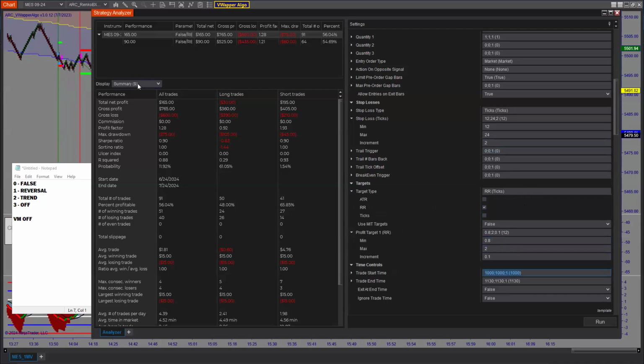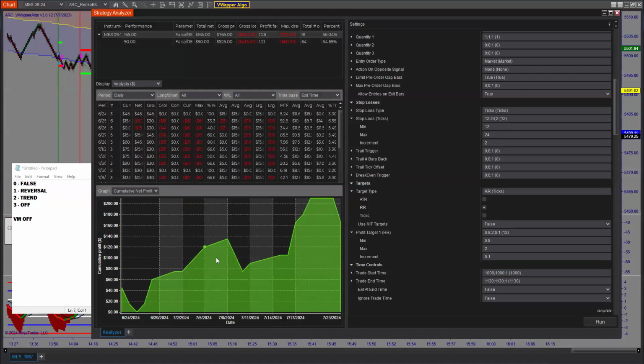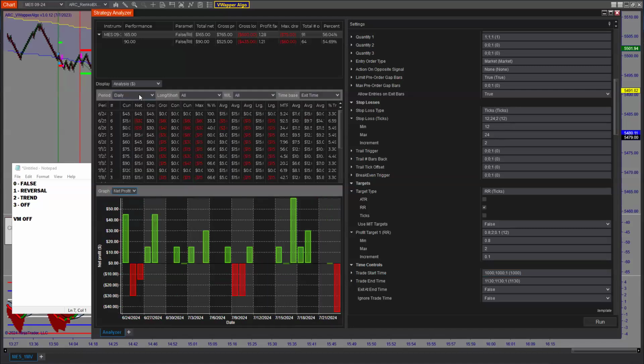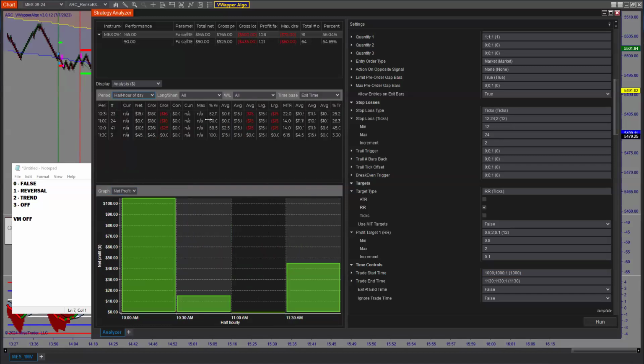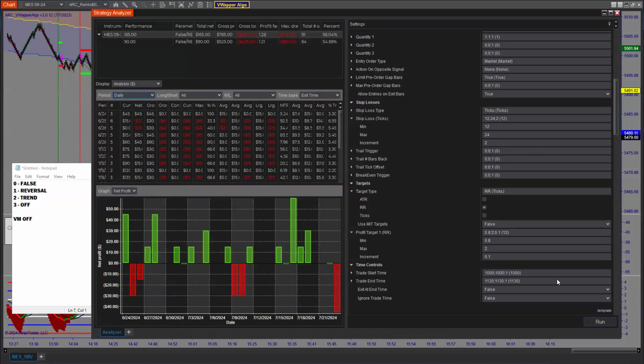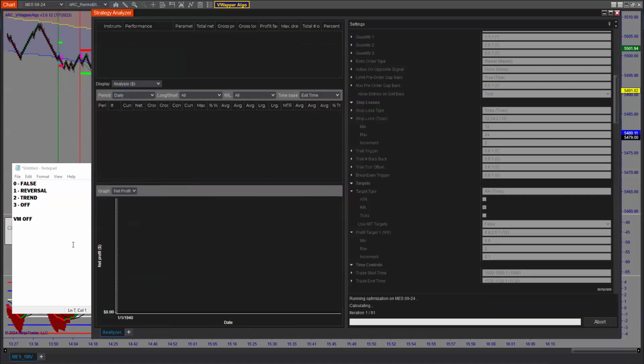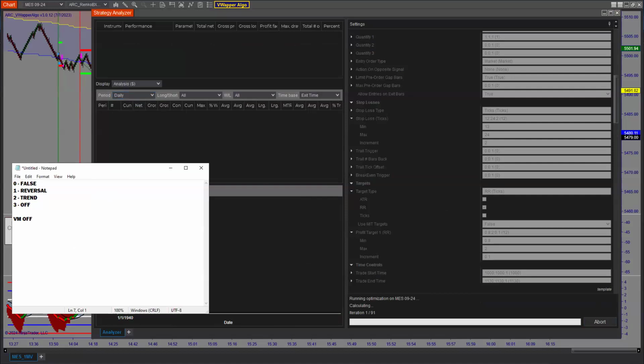Okay. Before I do that, I want to go look at what this looks like. Net profit. Okay. Cool. Let's go half hour a day. Yeah, fine. Alrighty. Let's run it. So we got 91 tests to run here. Shouldn't take too terribly long though.